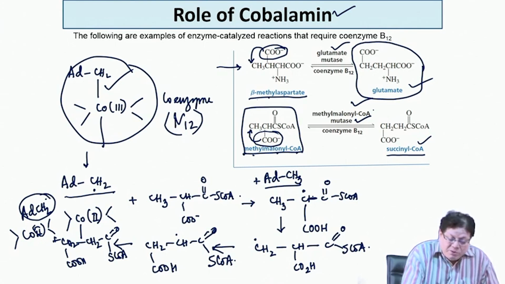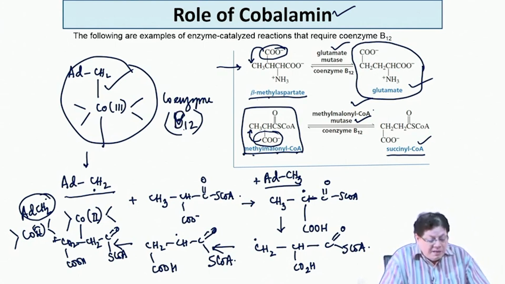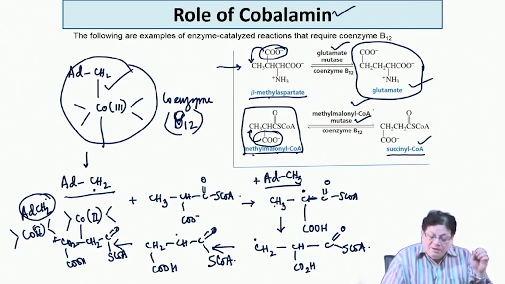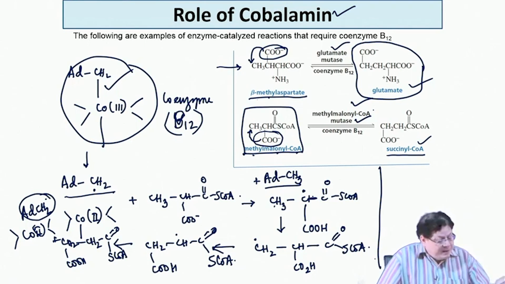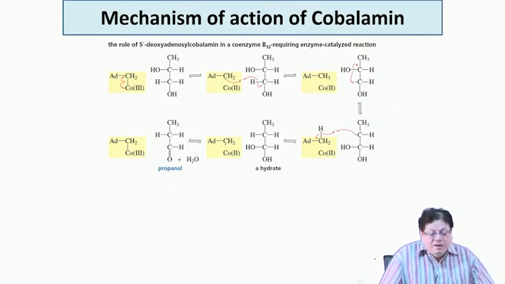Sorry, vitamin B12. Okay. So, that is the mechanism. The other mechanism that is possible is that this initially abstracts hydrogen from here, CO2H migrates there and it forms the radical here, and then that abstracts the hydrogen from the AdCH3. That is also possible. Okay. Here again, other reaction mechanisms are shown.